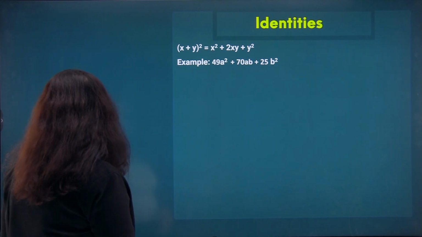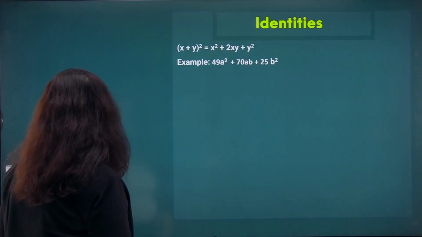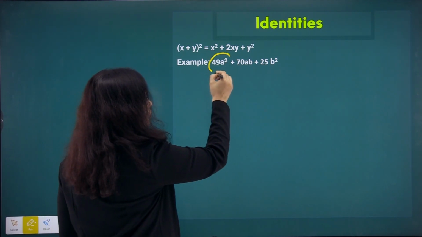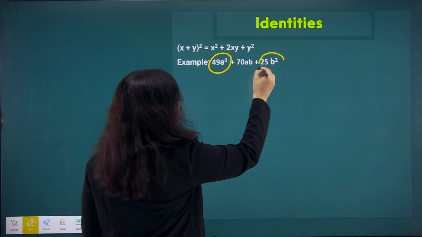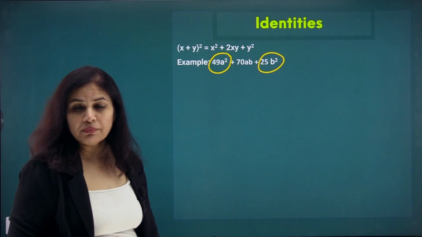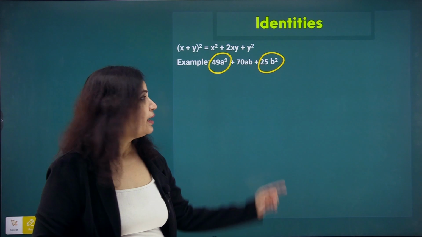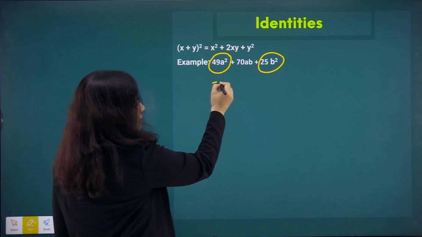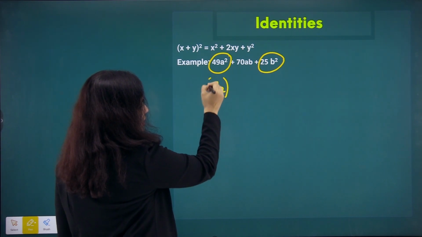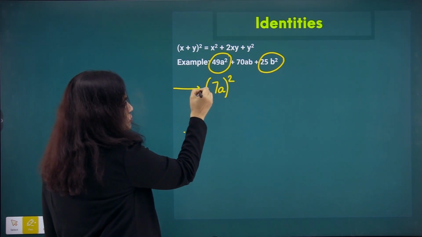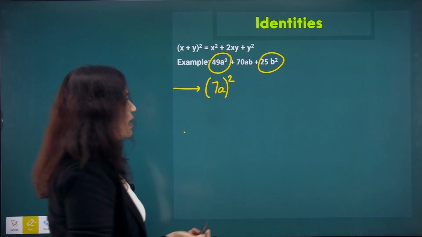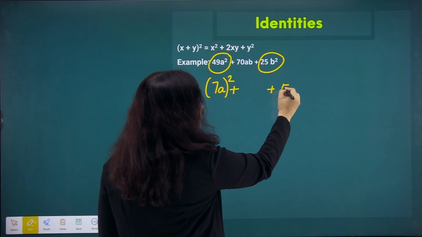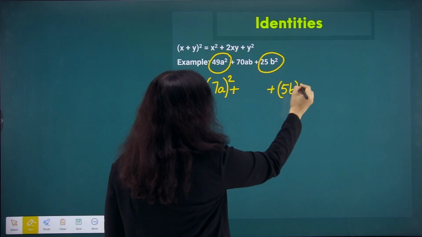To factorize this using an identity, we have to check the first square number and the last square number. I have to check whether my first term is a perfect square and the last term is also a perfect square. Yes, they are. So 49a² can be written as (7a)². So step 1 is to write both the square numbers as whole squares. Do not fill the middle space, and 25b² can be written as (5b)².